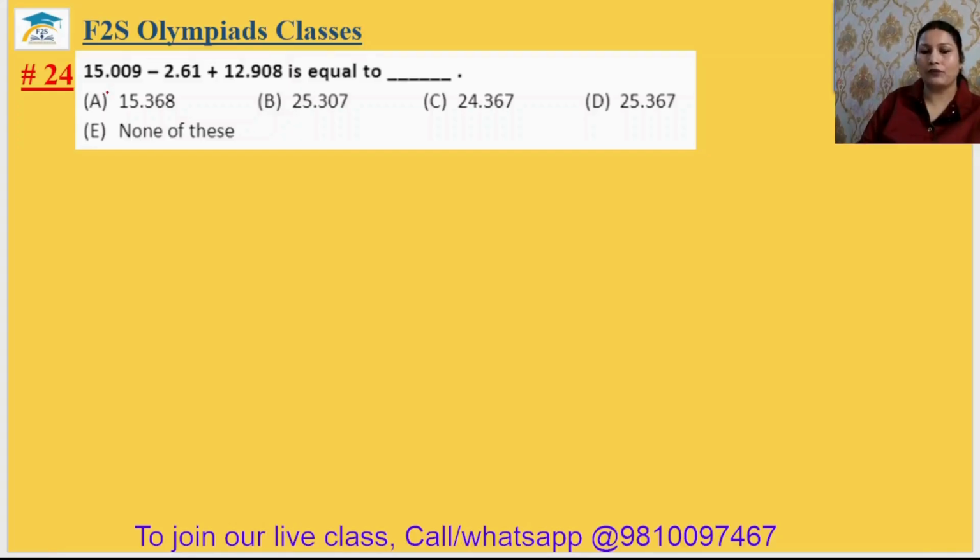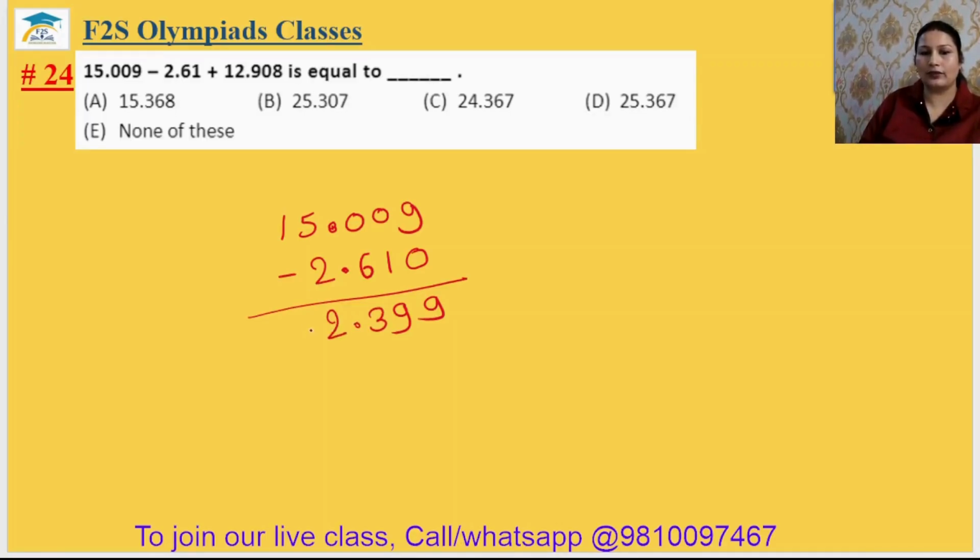Question number 24. 15.009 minus this plus this equals what? So let's do this question from left to right. So first subtract it. 15.009 minus 2.61. In addition and subtraction, the point will be exactly below the point. Okay? Now there is nothing, means 0. 9, 10 minus 1, 9. 9 minus 6, 3. 4 minus 2, 2, and 1 here.